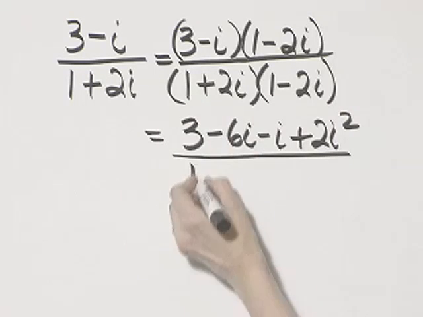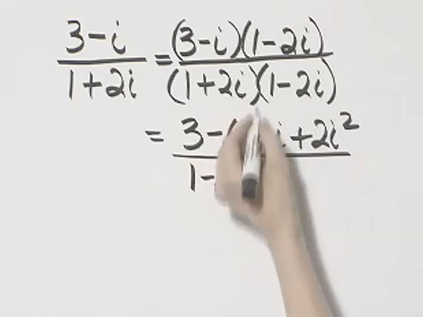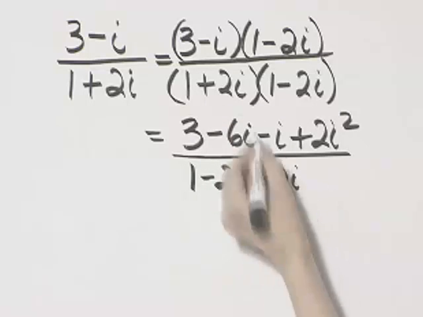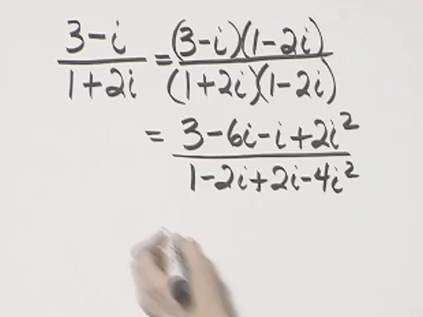1 times 1 is 1. Outside product, minus 2i. Inside product, plus 2i. And then last times last, minus 4i squared.